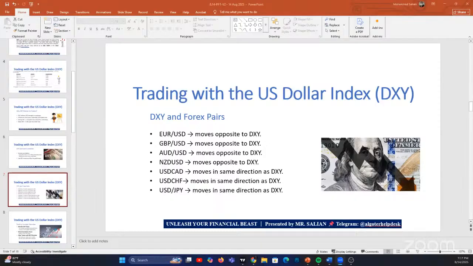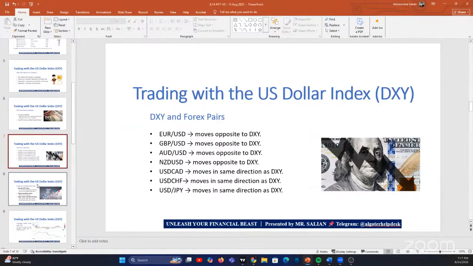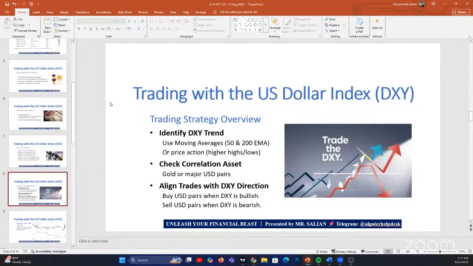So that's how the DXY will help traders in their trading. Okay, now, trading strategy overview. So identify the DXY trend. Okay, so use the moving averages 50 and 200 EMAs. All right, so let's go now to the chart.